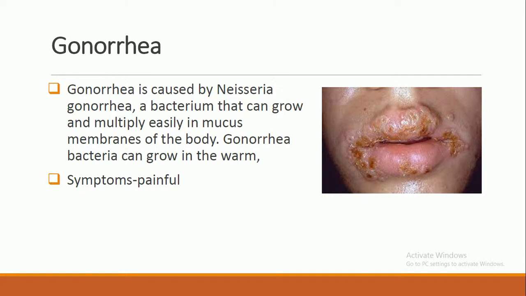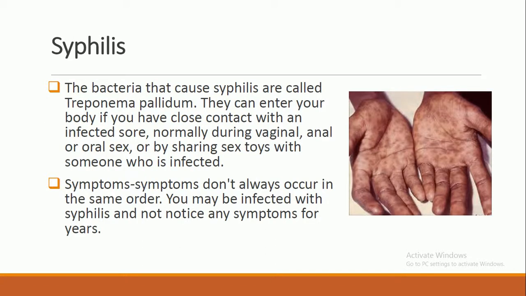Symptom is pain. Last social disease is syphilis. The bacteria that cause syphilis are called Treponema pallidum. They can enter your body if you have close contact with an infected source, normally during vaginal, anal, or oral sex, or by sharing sex toys with someone who is infected.